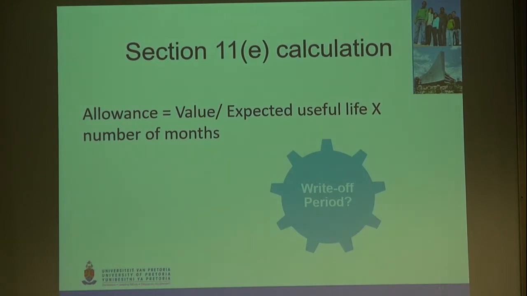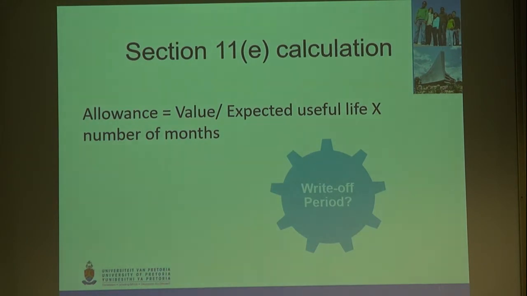Right, so how do we work out our allowances? Well, it's very simple. We take the value of the asset, which is normally the cost, divided by the number of years that SARS gives us, and then multiply by the period of time that it's used in the year. Okay, so that is where the apportionment comes in.